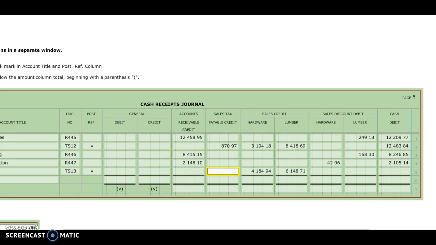Once I add those two sales credits together, then I'm going to multiply that times the sales tax, so times 7.5%. My sales tax then comes to $775.02. I'm going to add all three of those numbers together then to get what my cash debit will be. So my cash debit is $11,108.67.